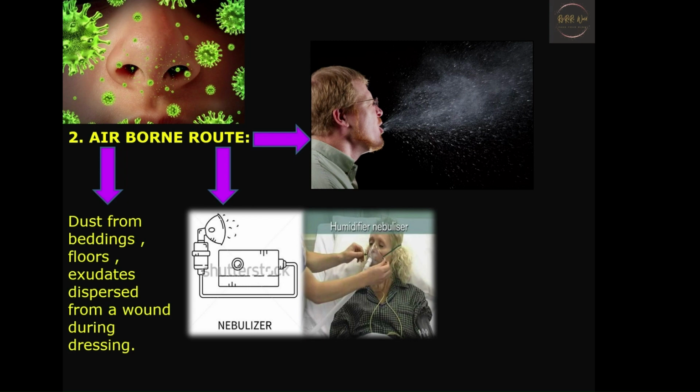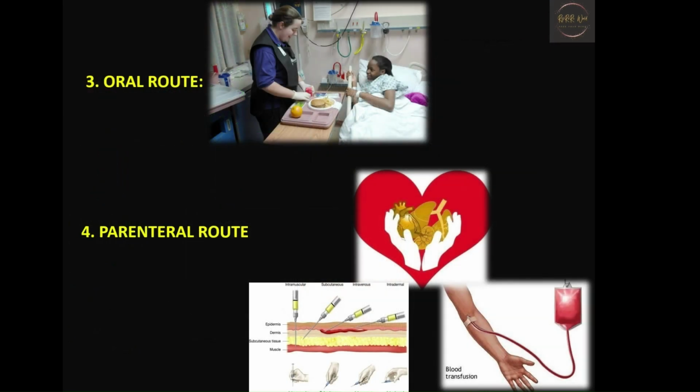Next is the oral route. The oral route can be transmitted through the hand mouth route, respiratory route, and fecal oral route. So, these are the three types of routes which can spread infection through the oral route.